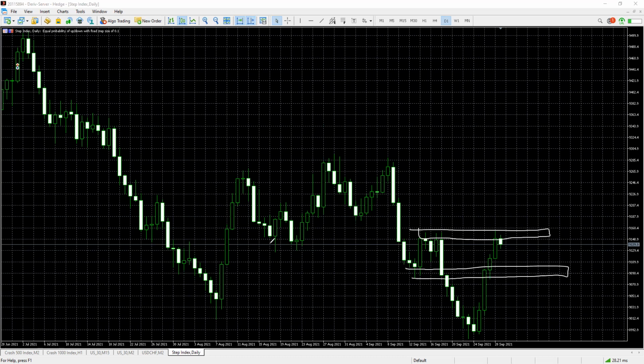There's also a zone here. There's also a zone, right? There's also a zone. This is also a zone.